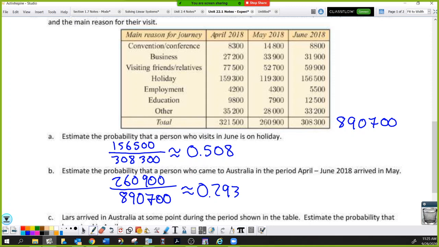Why is it that in the period of April to June? Because this entire table is April to June. So the whole table is April, May, and June. So basically what it just asked us is what percent of the people came in May. That's what it says, but it said it in a weird way. Well, if it had said percent, we would have said 29.3%. But instead it says what's the probability, so we left it as a decimal.